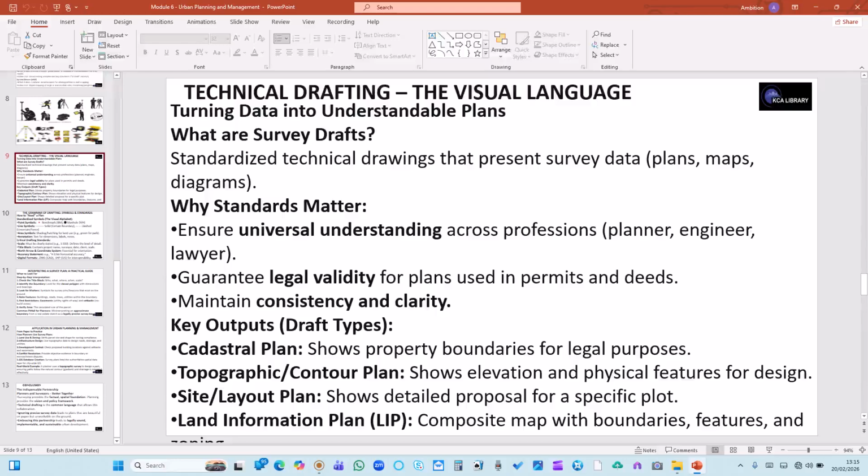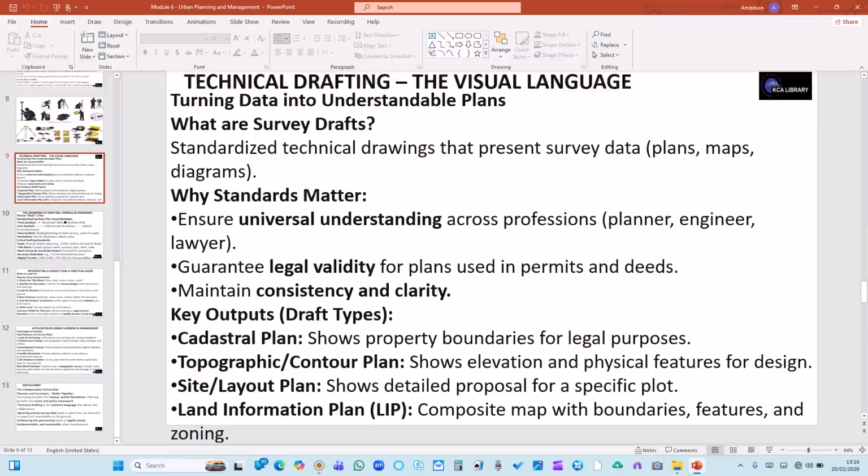The key output, that is the draft types, include: we have the cadastral plan, which shows property boundaries for legal purposes. We have the topographic or contour plan, which shows elevation and physical features for design. We have the site and layout plan that shows detailed proposal for a specific plot. Then lastly, we have the land information plan, LIP, a composite map with boundaries, features, and zoning.